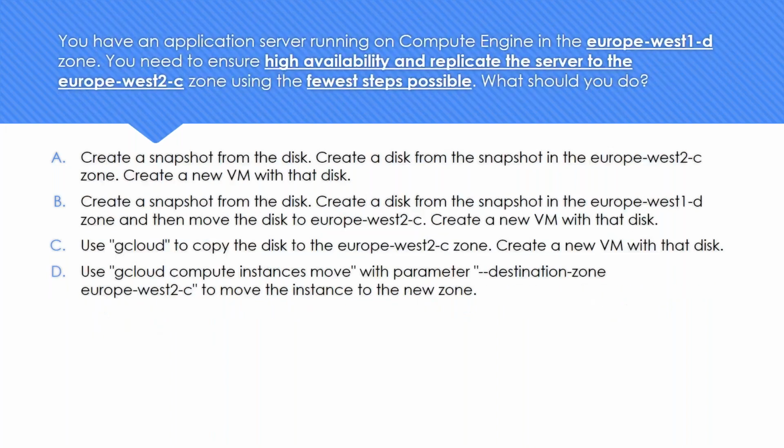On virtual machines only. You have an application server running on Compute Engine in Europe West 1, Belgium D zone. You want to ensure high availability and replicate the server to West 2, so London, if I'm not wrong. From Belgium to London, you need to have a copy. Replicate the server using the fewest steps possible, very few steps, quickly. The whole purpose is you want to quickly replicate it. How will you do it? So your time starts now.